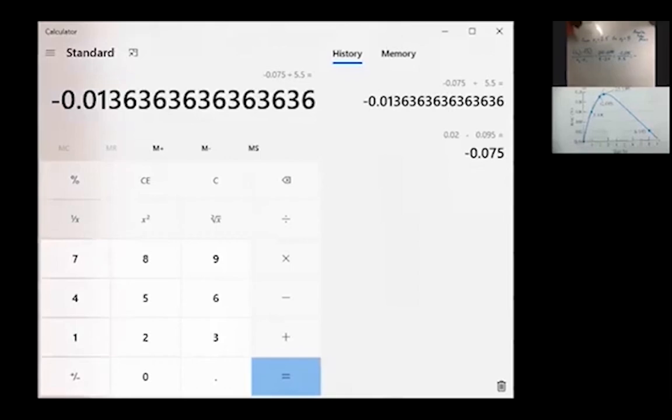Rounding it to 3 decimal places, 0.01, and that 3 is going to round up to a 4. So negative 0.014, and again, tops are percents, bottoms are hours. So this is negative 0.014% per hour.